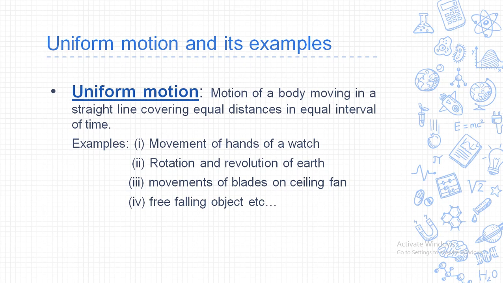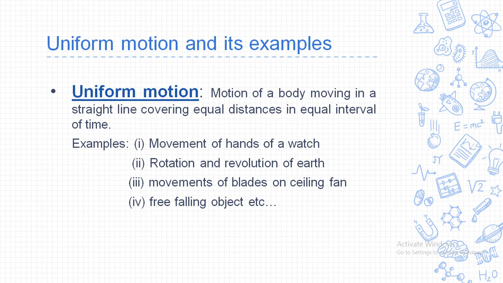Uniform motion means if a body is covering the same distance in a fixed time or same time interval, it is said to be in uniform motion. Suppose you throw a ball from a height. At that time you observe that in each and every second the falling ball is traveling the same distance in a given time. So it is said to be in uniform motion.